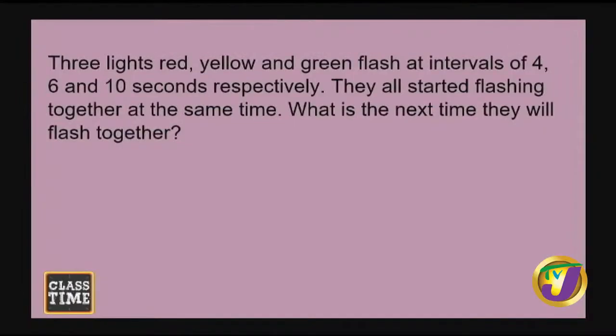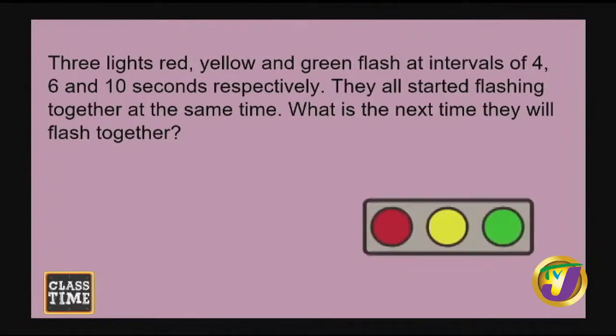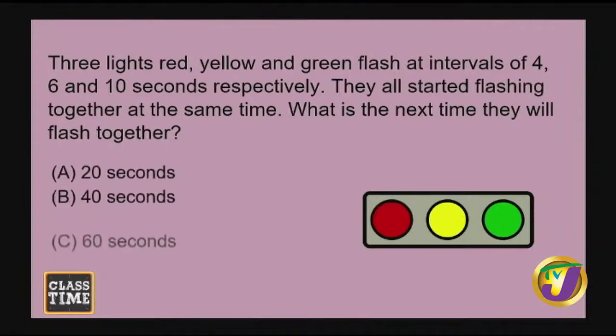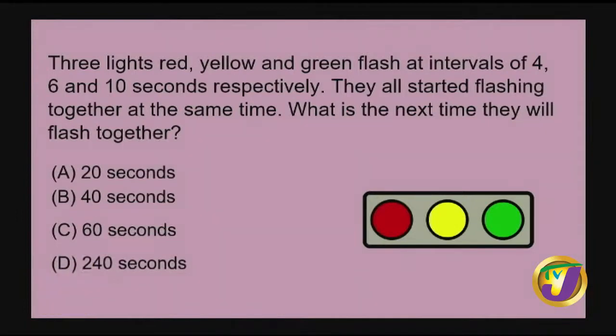3 lights, red, yellow, and green, flash at intervals of 4, 6, and 10 seconds, respectively. They all started flashing together at the same time. What is the next time they will flash together? And remember, we're looking at multiple choice questions, so let's have a look at our options first. So here are our options, and we have our red light, yellow light, and green light.